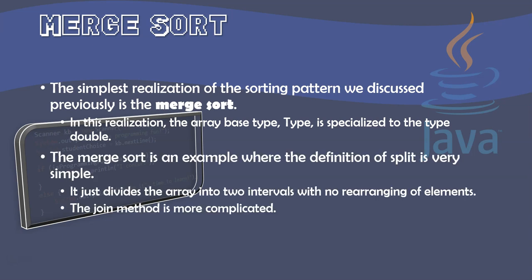The merge sort is an example where our definition of split is very simple. So the splitting part of it is pretty simple, because we're simply going to take that array and divide it into two intervals with no rearranging of elements. Now our join method, where we have to put these lists back together, is going to be a bit more complicated.